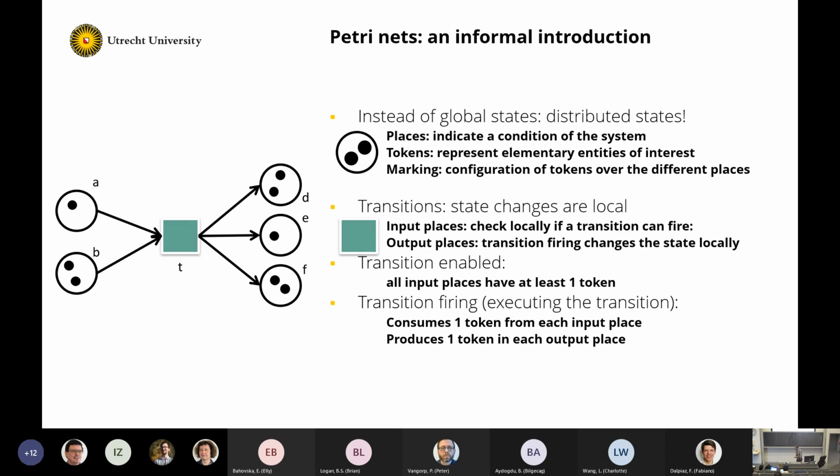The animation is a bit slow. Yeah, so this is basically how we model state changes in Petri nets. And it's all local. That's the whole trick of Petri nets.